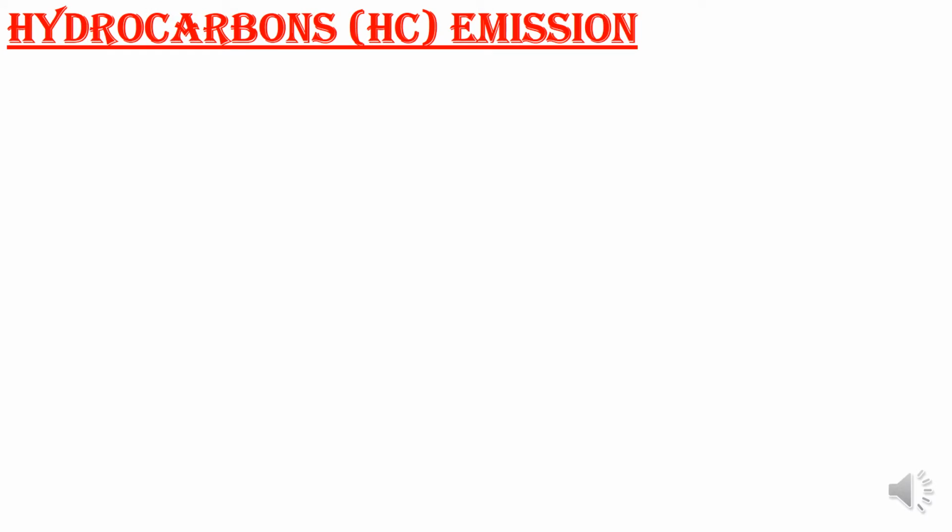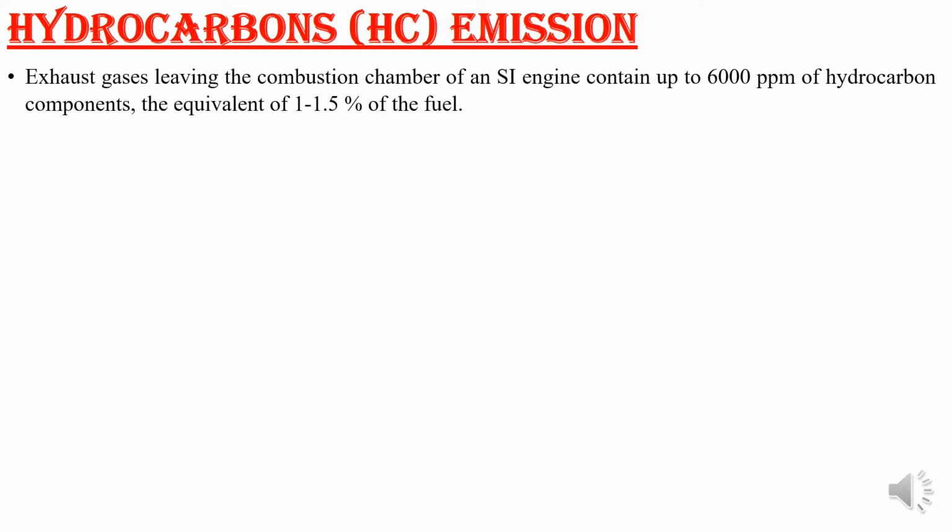Whenever you talk about IC engine emission, I told you three major pollutants will be there. One is the HC emission, then one more is the CO emission, and one more is the NOx, that is oxides of nitrogen. Okay, now we'll come to our hydrocarbon emission. So how exactly are hydrocarbon emissions formed?